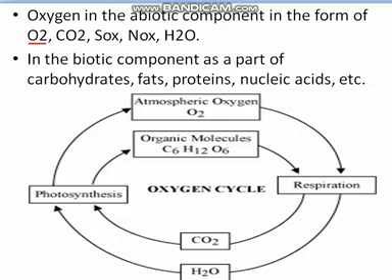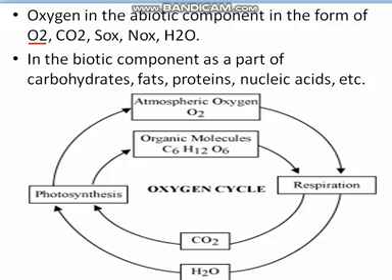And this O2 is the second most abundant gas in the atmosphere, making up around 21% of the total atmosphere. Apart from the elemental form, oxygen is also present in the atmosphere in combined states, like it forms oxides with sulfur, with nitrogen, carbon dioxide, and it's also a part of water. In the biotic component, oxygen is present as a part of different biomolecules like carbohydrates, proteins, fats, nucleic acids.